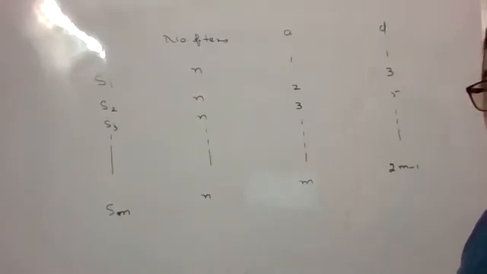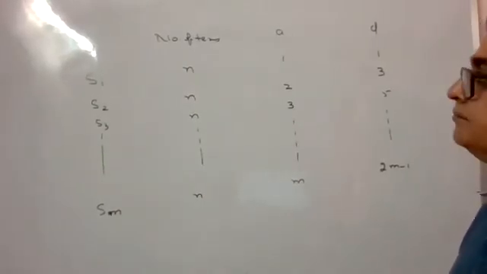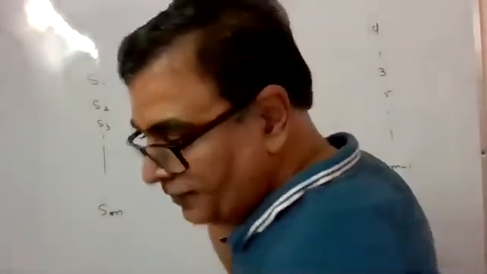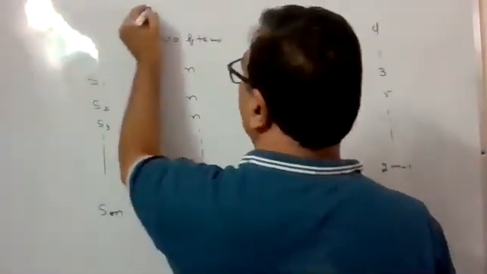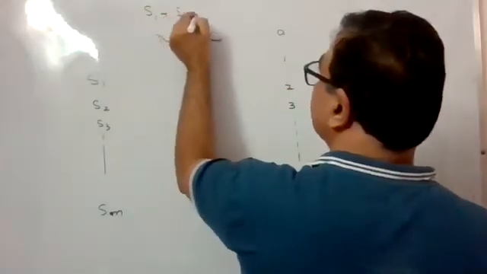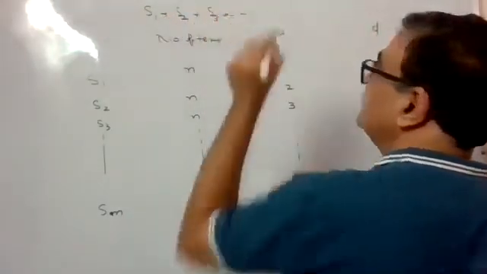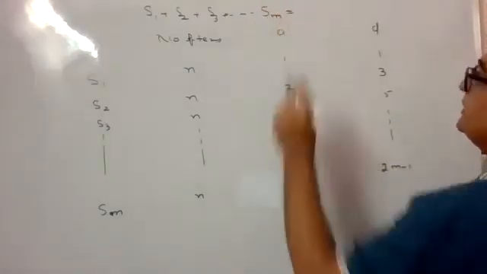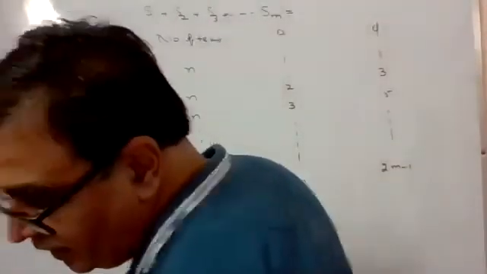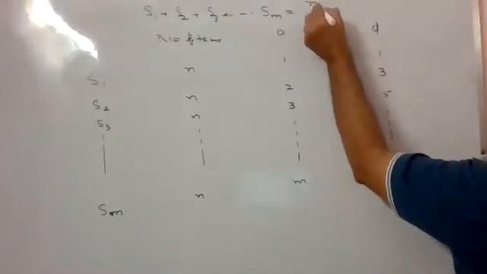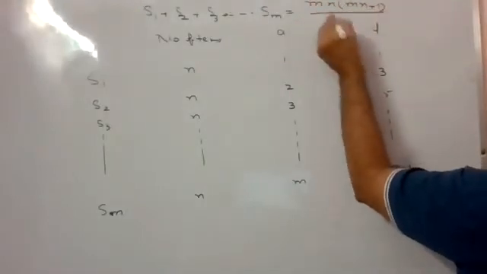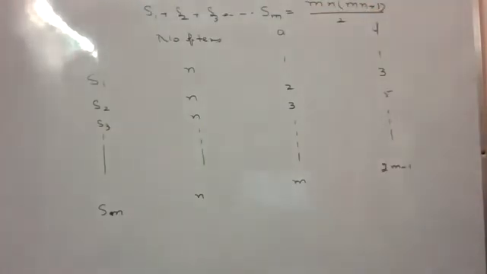My question is, prove that S1 plus S2 plus S3 till Sm is equal to mn into mn plus 1 by 2. This we have to prove.